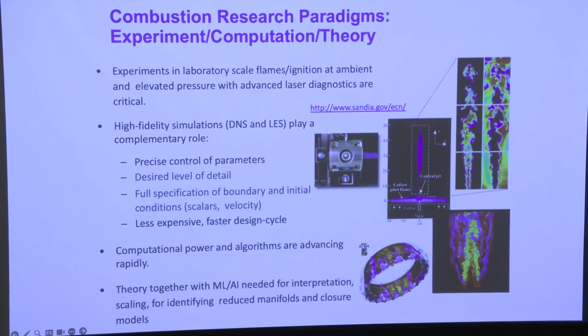More recently, data science, especially theory together with machine learning and AI, are stepping in, creating new subgrid scale models for these more complicated scenarios, for interpreting the data, for identifying reduced manifolds, for closure models, and for accelerating computations.